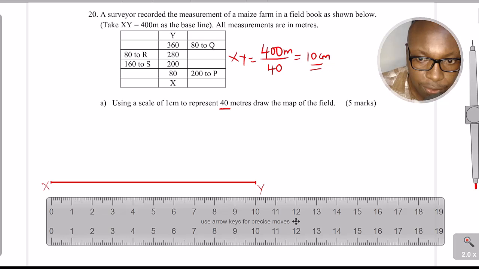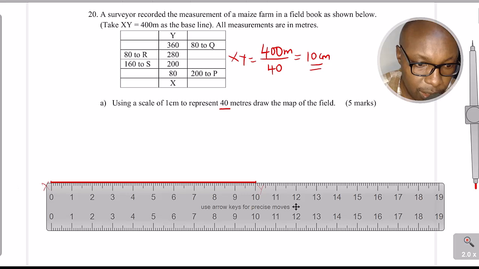Now, the offsets that are to the right will be at the top of that line. Then the offsets that are to the left will be on the bottom of that line. So we have from X 80, that will be 80 meters. Remember, these measurements are in meters. You have to convert them to centimeters using the scale. So for 80 meters, if you divide that by 40, you have 2 centimeters.